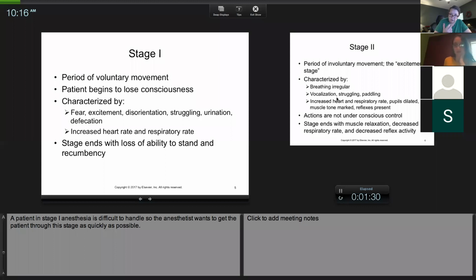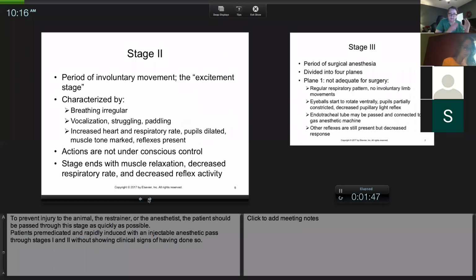So whenever Dr. Ritz or Dr. Paul says knock them out, when you start pushing that propofol, then they're going to start to leave stage 1. Okay. Stage 2 is the stage that should be very short. I can tell you about stage 2 because this is the excitement phase. This is when they're going from conscious to unconscious.